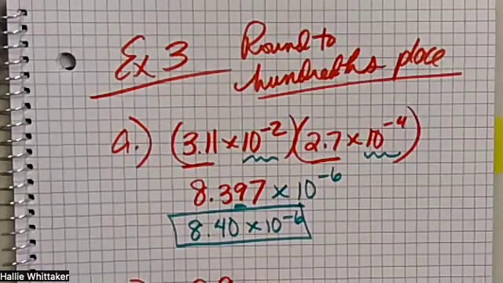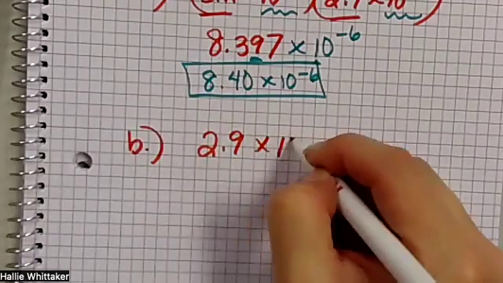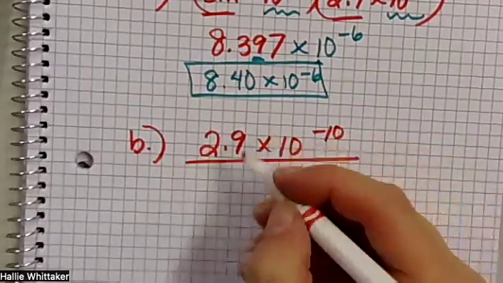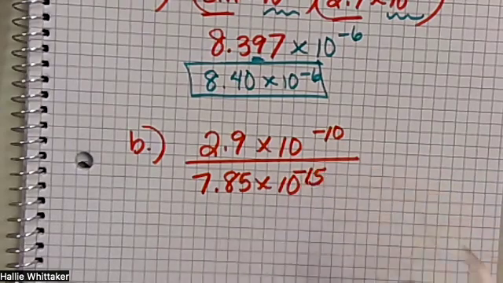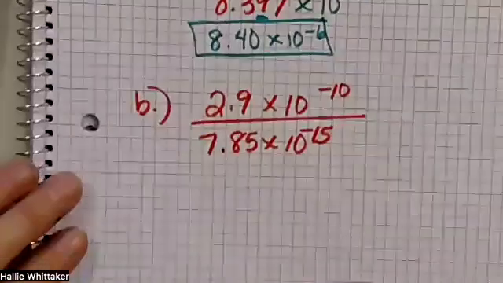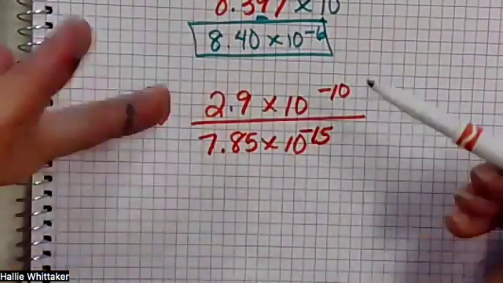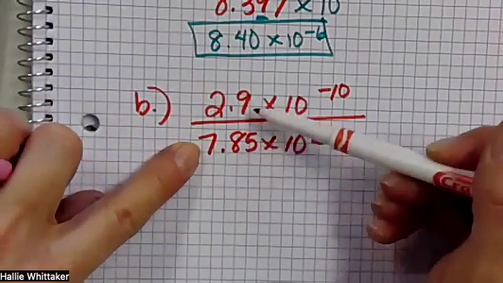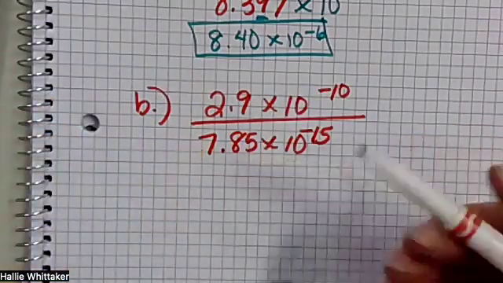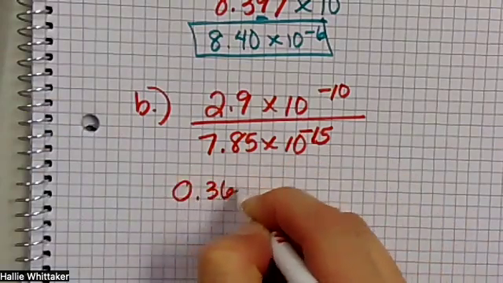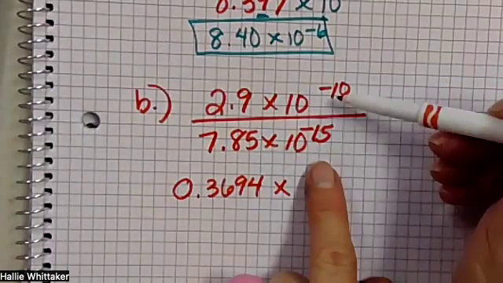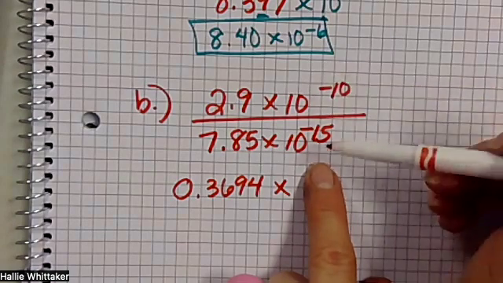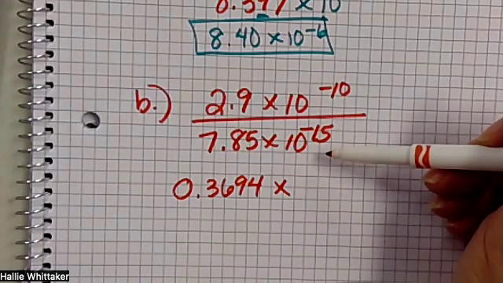Let's say you have something like 2.9 times 10 to the negative 10 over 7.85 times 10 to the negative 15. There are several ways we can tackle this. I'll stick to one method for now. Again, do you see this is division? 2.9 divided by 7.85. Anybody can put that on the calculator, so I'll just go ahead and do it. 0.3694 times. Now, since this is multiplication, we could officially flip those and make this 10 to the 15 over 10 to the 10.